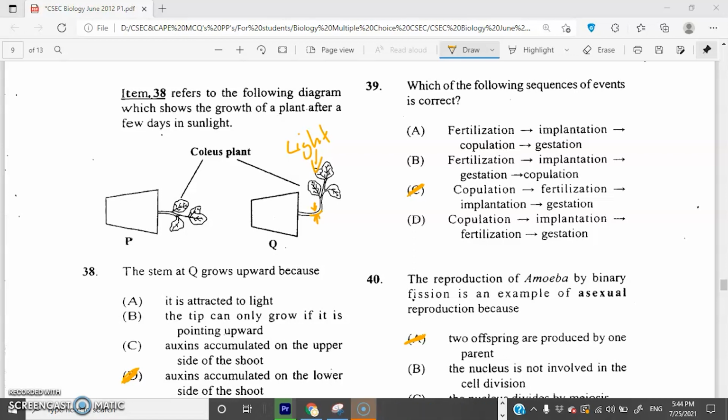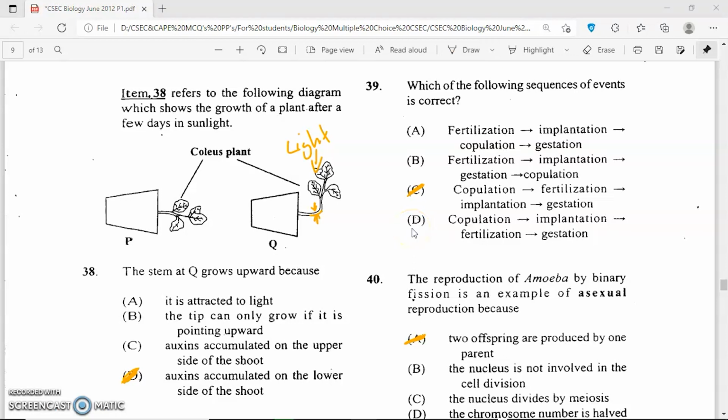Let us look at number 39. Which of the following sequences of events is correct? Fertilization occurs before implantation, that's correct, but that does not happen before copulation. Copulation is just another word, the scientific word, for sexual intercourse. So A is definitely wrong, right?